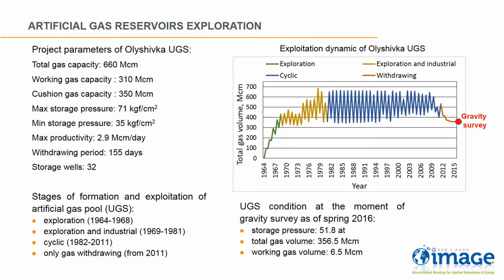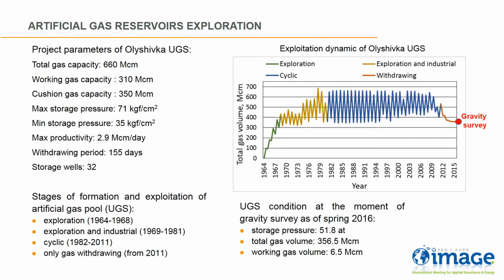356 million cubic meters of gas were contained in the UGS at the moment of gravity acquisition, as of spring 2016. Average storage pressure in storage wells is near 52 atmospheres. Most storage wells need to be repaired because of sand corks and water inflow. As of 2016, only 2 of 32 storage wells were used for withdrawing.